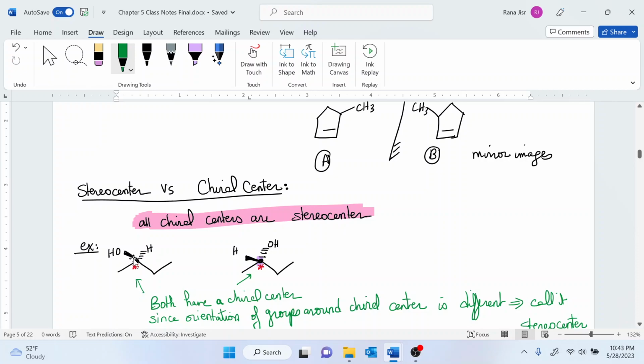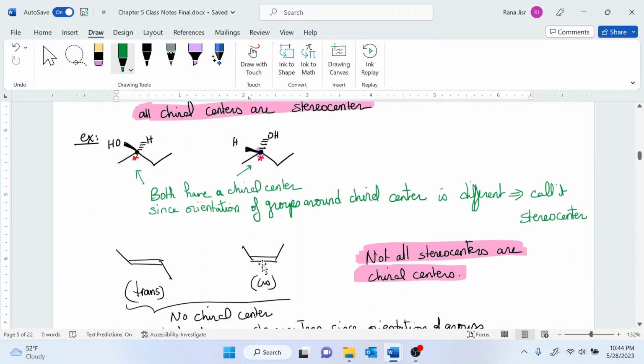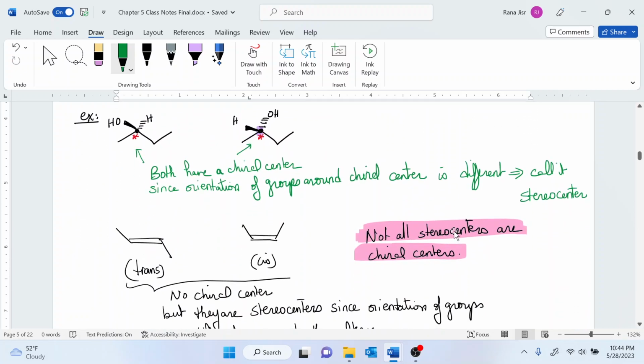The OH is in front. I can also draw the molecule. This is another molecule in here where I can have the OH to be behind. Both have one chiral center, but that chiral center undergoes rotation, and we call it now a stereocenter in addition to a chiral center. On the other hand, not all stereocenters are chiral centers.